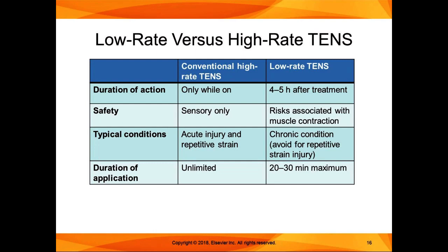With low rate TENS, there are risks of muscle soreness, delayed onset muscle soreness, because you have that muscle contraction going on. The typical conditions that you'll use conventional TENS for are acute injury and repetitive strain. And low rate TENS you'll often use for chronic conditions. You want to avoid low rate TENS for repetitive strain injuries because you don't want to keep straining it. You don't want to have those muscle contractions.